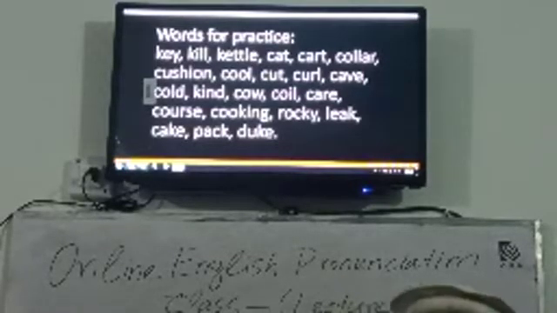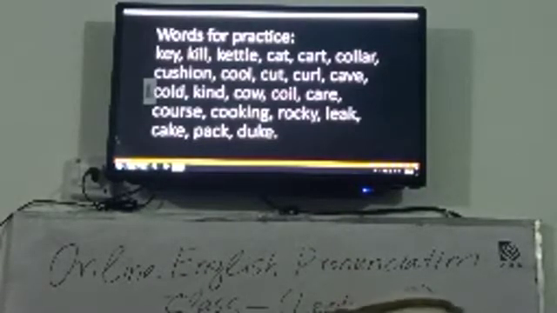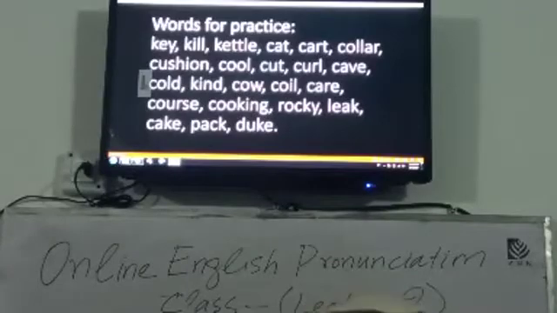Now cooking. The first is k with c, so that is this k, and in the middle this k. Cooking, rocky, leak, cake, peck and duke. Fine. So these were some words for practice. So this was k sound.